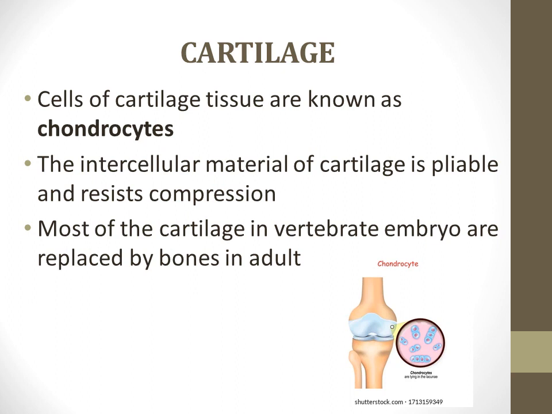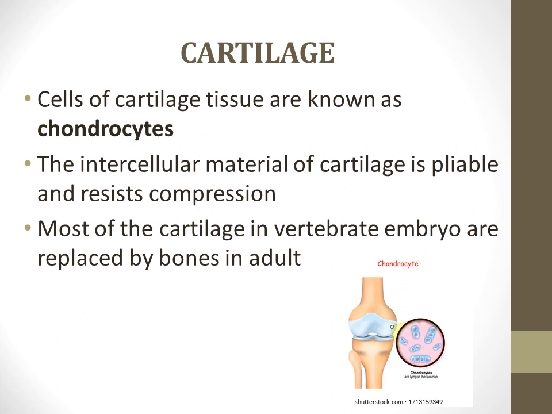Cells of cartilage tissue are known as chondrocytes. When the embryo is growing, the embryo consists of cartilage tissue. This cartilage tissue becomes an organ known as bone. You already know that a group of cells forms a tissue and a group of tissues forms an organ, right? Here this cartilage tissue forms an organ known as bone.